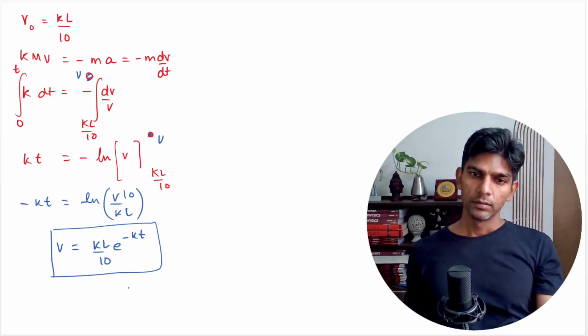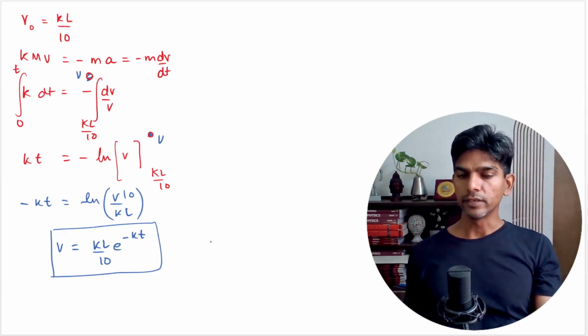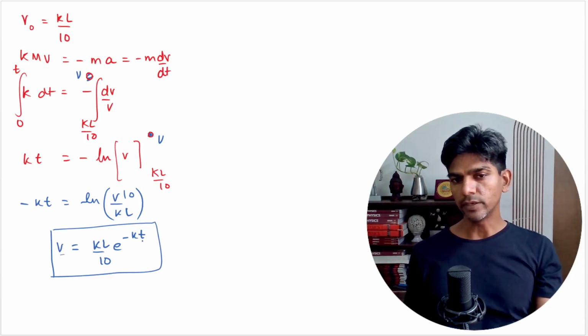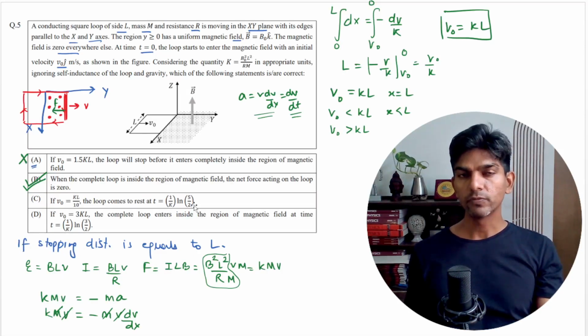So you can clearly see that it is exponentially decreasing. So v will become 0 when t tends to infinity. But in option C we have given some finite value, so that means it is incorrect. So C is incorrect.